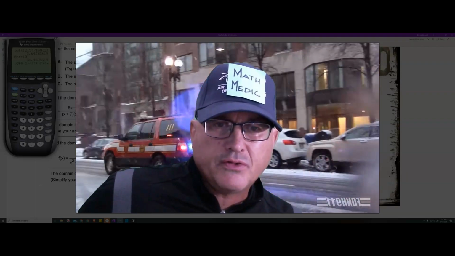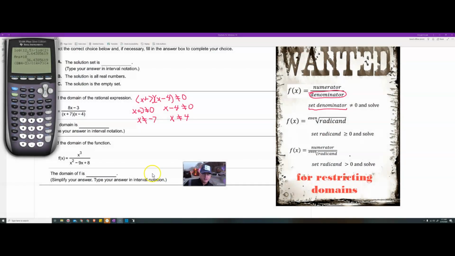All right, I'm going to show you why these would cause a problem here. Up here in the upper left-hand corner, I have a calculator. I took 4 and I plugged it into this equation, and that's written right here: 8 times 4 minus 3, divided by, and then I went 4 plus 7 times 4 minus 4.